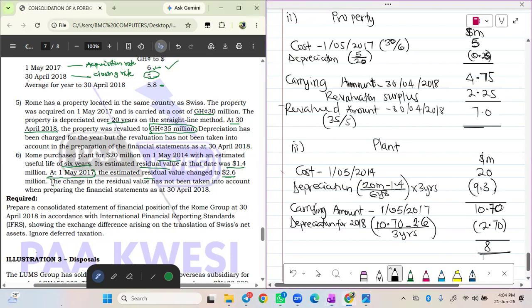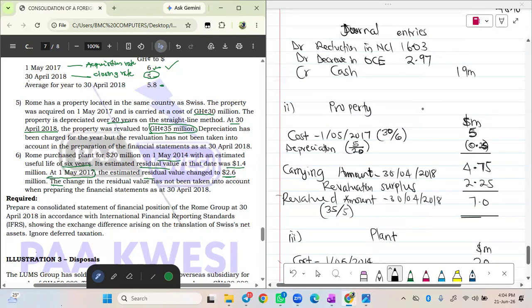The last statement said that the change in the residual value has not been taken into account when preparing the financial statement as at 30th April 2017. So that means that they've recorded the purchase of the assets, but they did not consider the change in residual value. And the first one too, it was revaluation that was not recorded. It was not the plant itself, the property itself. Okay, they said it here.